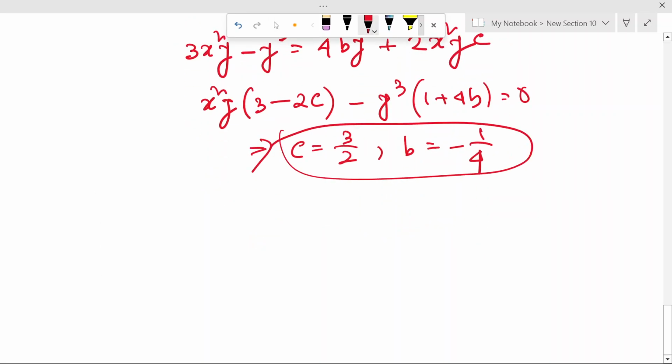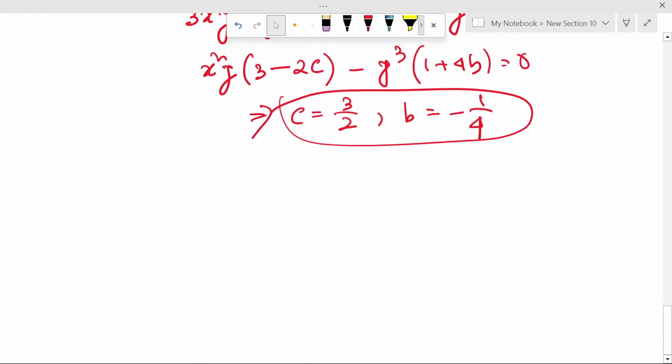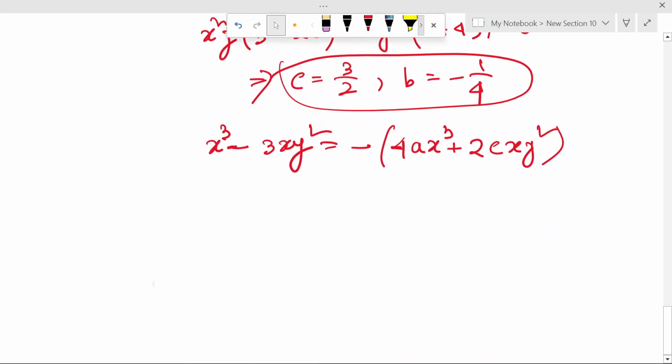You need the value of a then. Then use the second condition, that is del u del y. Sorry, I got a cold in the last few days. Del u del y is x cube minus 3xy square, minus del v del x, that is minus 4a x cube plus 2c x y square.